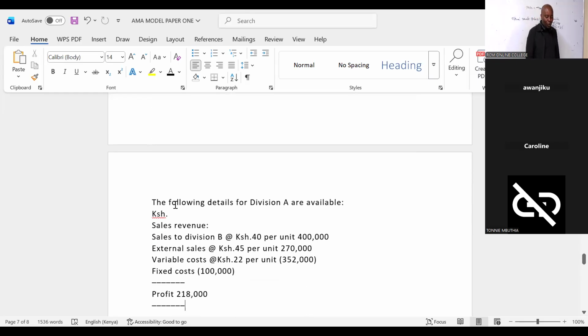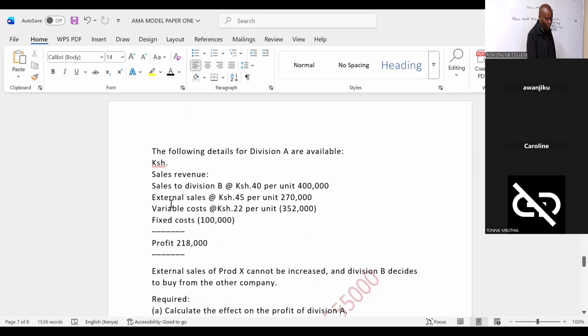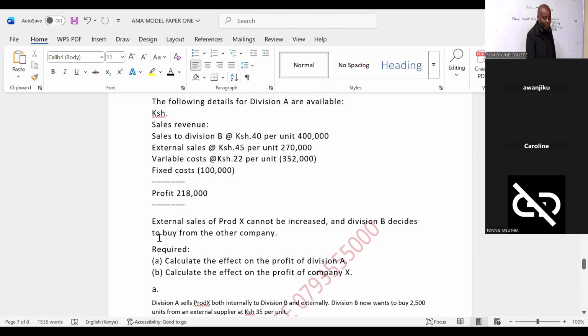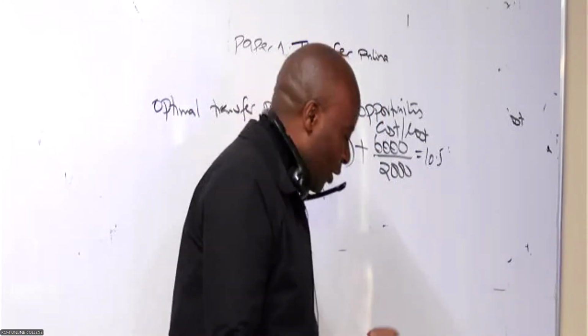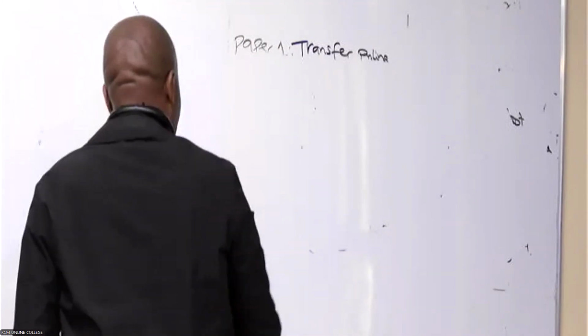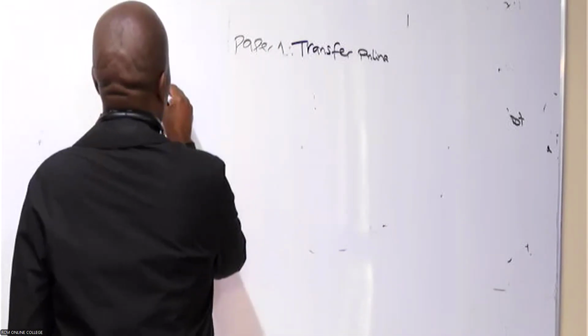We can see sales to Division B, external sales, variable cost, and fixed cost, and they are able to get a profit of 218,000. External sales of product X cannot be increased, and Division B decides to buy from the other company. Required: calculate the effect on the profit of Division A. This is a very easy question. What I will always do is capture this information in the form of a diagram. So we have here Division A.